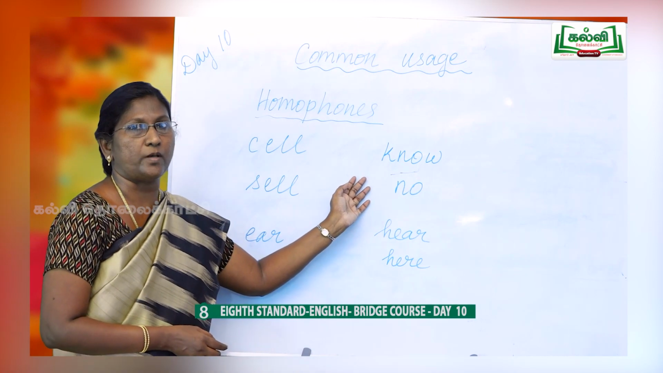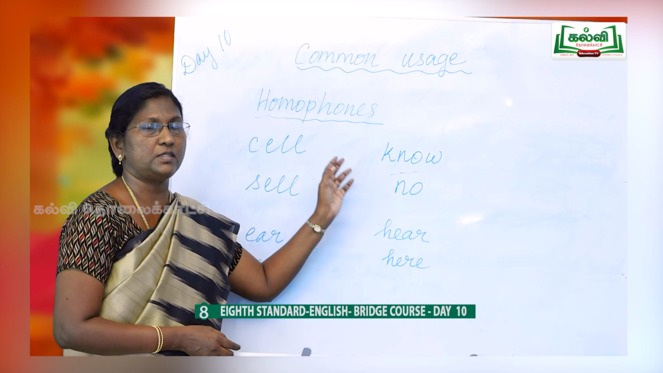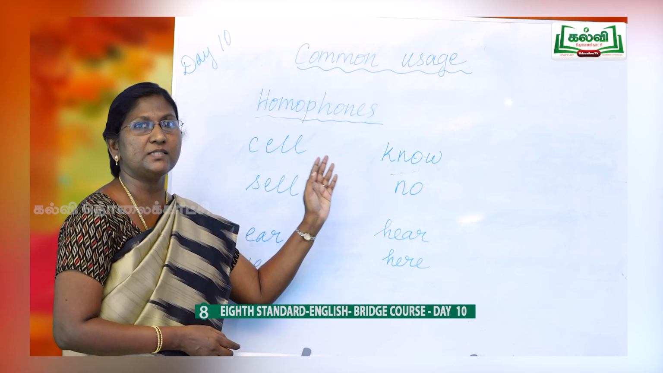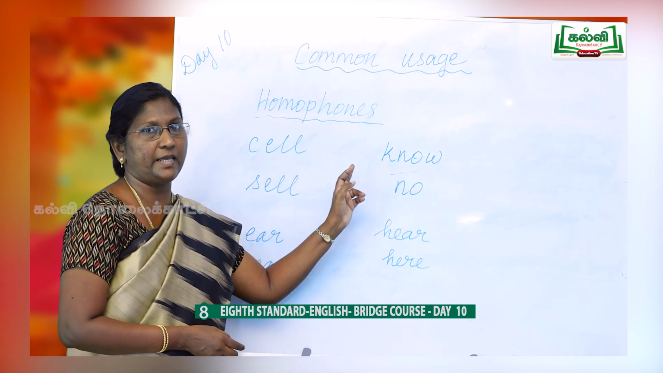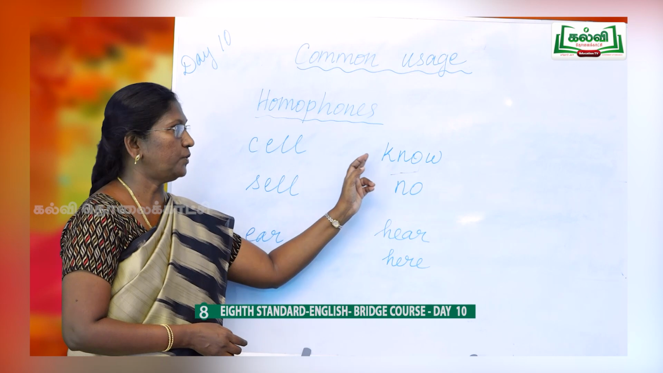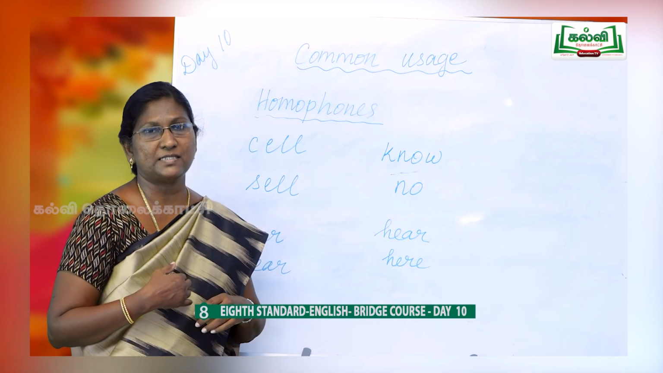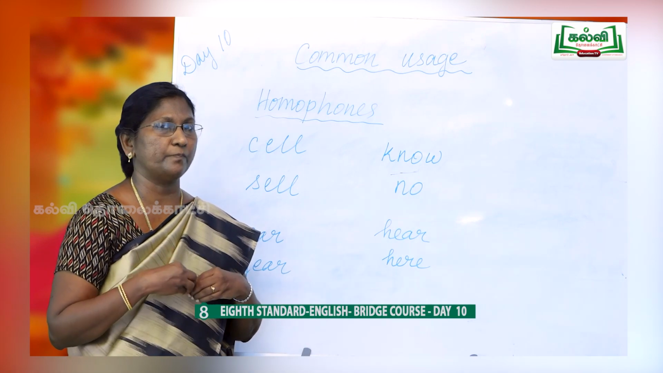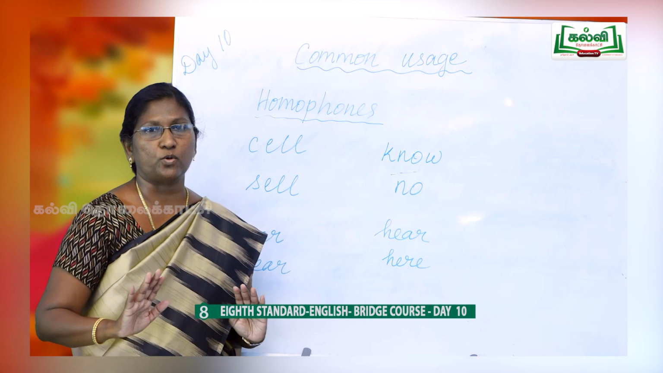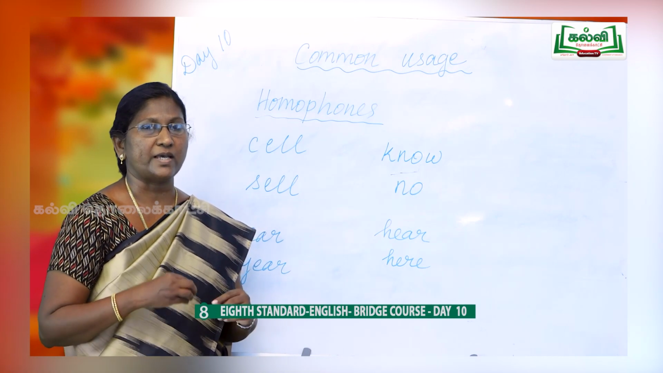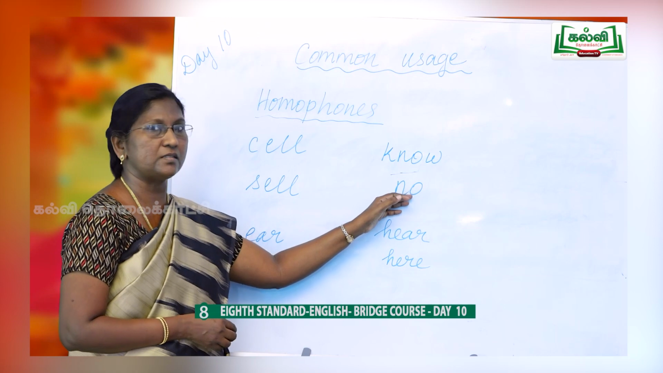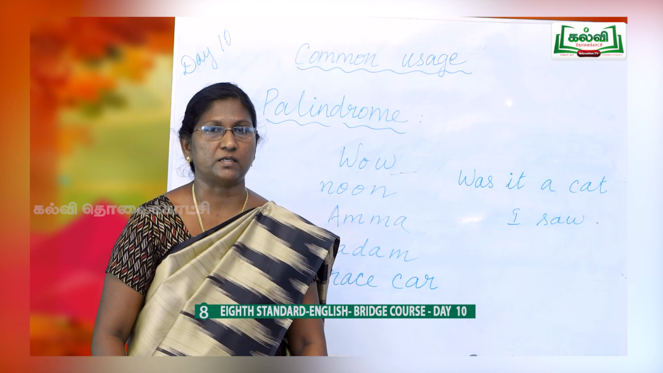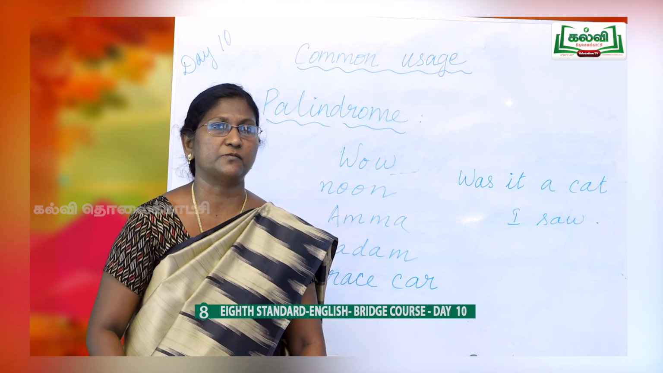So likewise, next one, no. First word is K-N-O-W and the second word is N-O. These words are very familiar to you. K-N-O-W has to be pronounced as no. You should not pronounce K. K is silent here. So the first word no is, I know the answer. I know everything. Like that we are using no. Enakku theriyum. This no is no. I don't want this. Enakku vendam. So a negative reply when you give, we use this no. This is homophones.